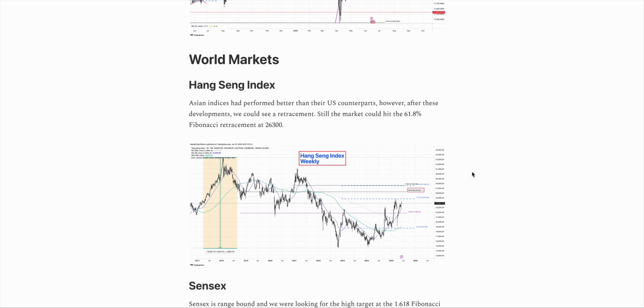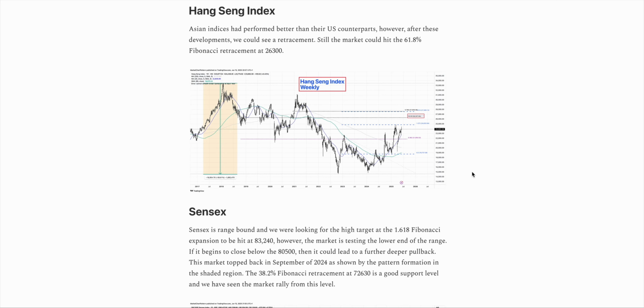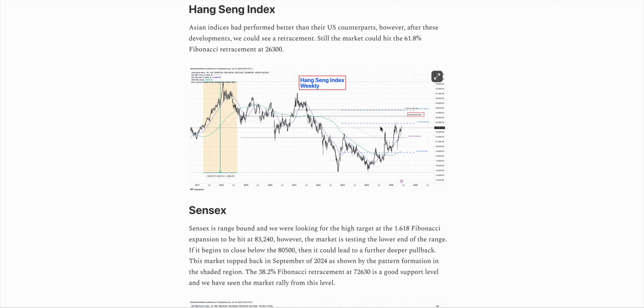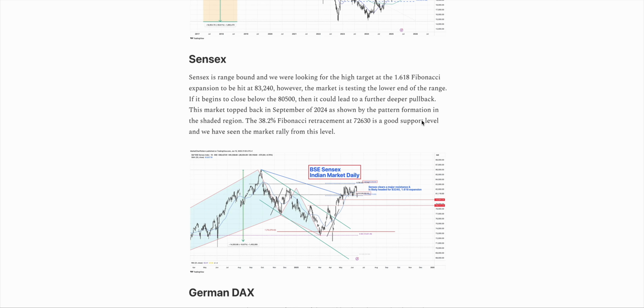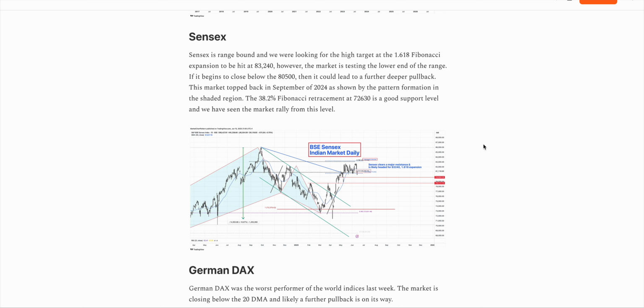And if we just take a look at the world markets, this is the Hang Seng. Hang Seng is kind of trading range, big rallies, then big sell-off, big rallies. So maybe it gets to the 61.8% retracement right here. This is the SENSEX, the Bombay Stock Exchange Index. And here it's just gone sideways. There's still a chance that it could hit this higher level of 83,240, but if it begins to close below this trading range, then it could pull back much lower.